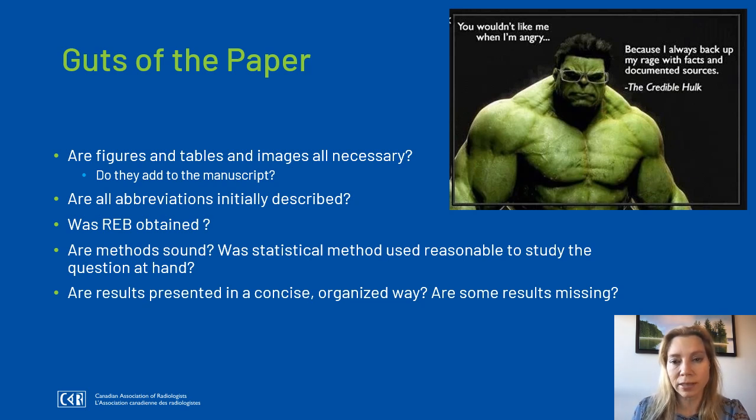Was research ethics approval obtained, or in the case of a quality assurance study, did they go through a different mechanism to bypass REB or to get QI REB equivalents? Are the methods and the statistical methods used sound? This is really important because if that is not true, then the question that they're asking cannot be answered.